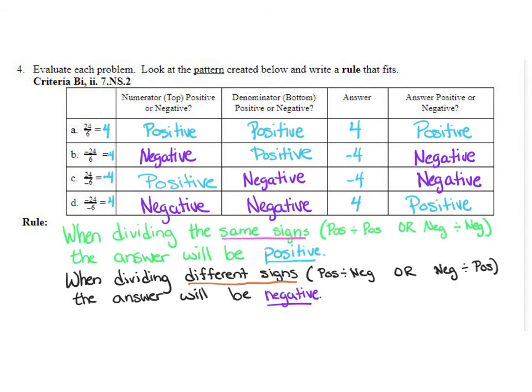So here's my rule. When dividing the same signs, for example, positive divided by positive or a negative divided by a negative, the answer will be positive. The other rule is when dividing different signs, such as positive divided by a negative or a negative divided by a positive, the answer will be negative. You could have also used: when the numerator and the denominator have the same signs, positive and positive, right? Or negative over negative, the answer will be positive.